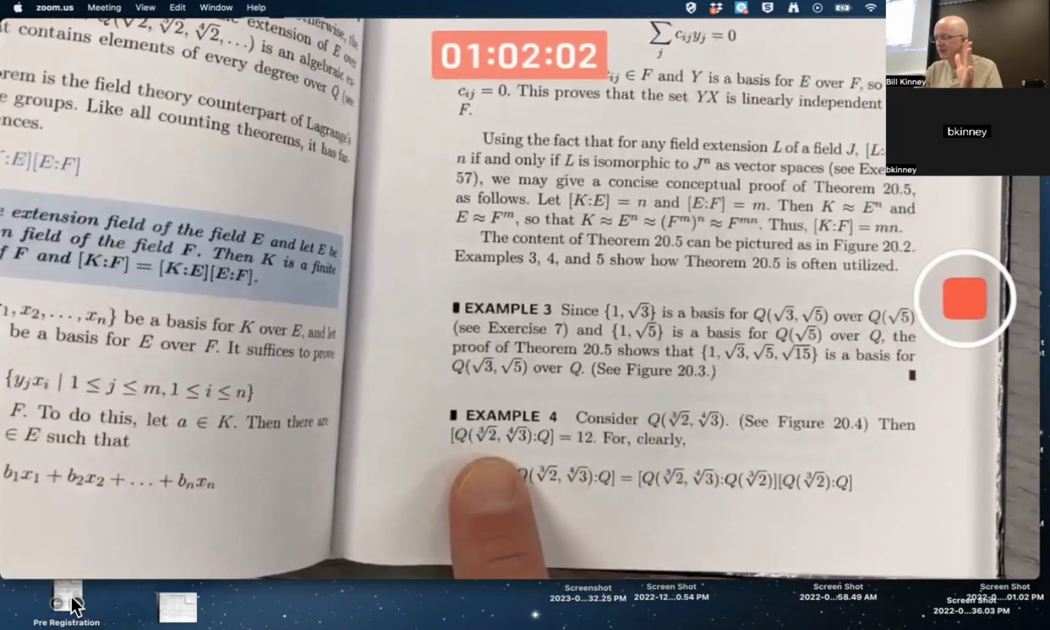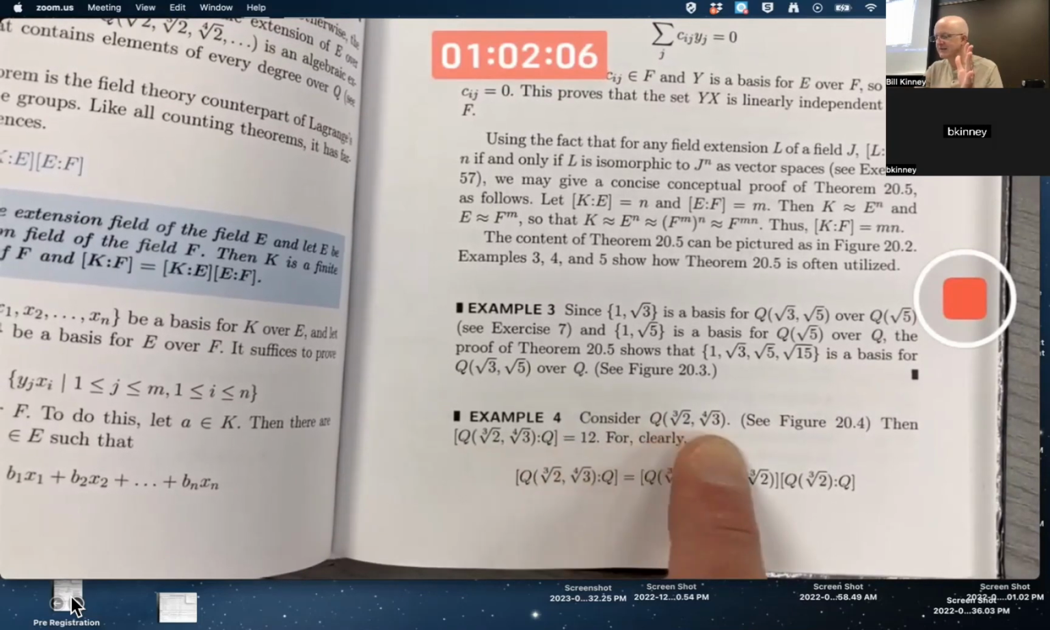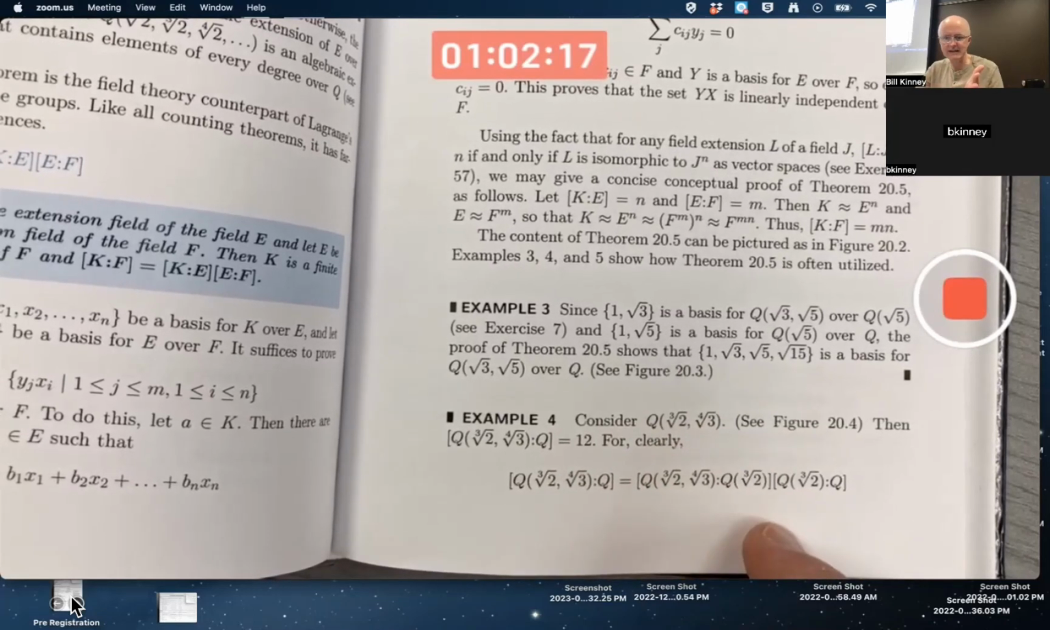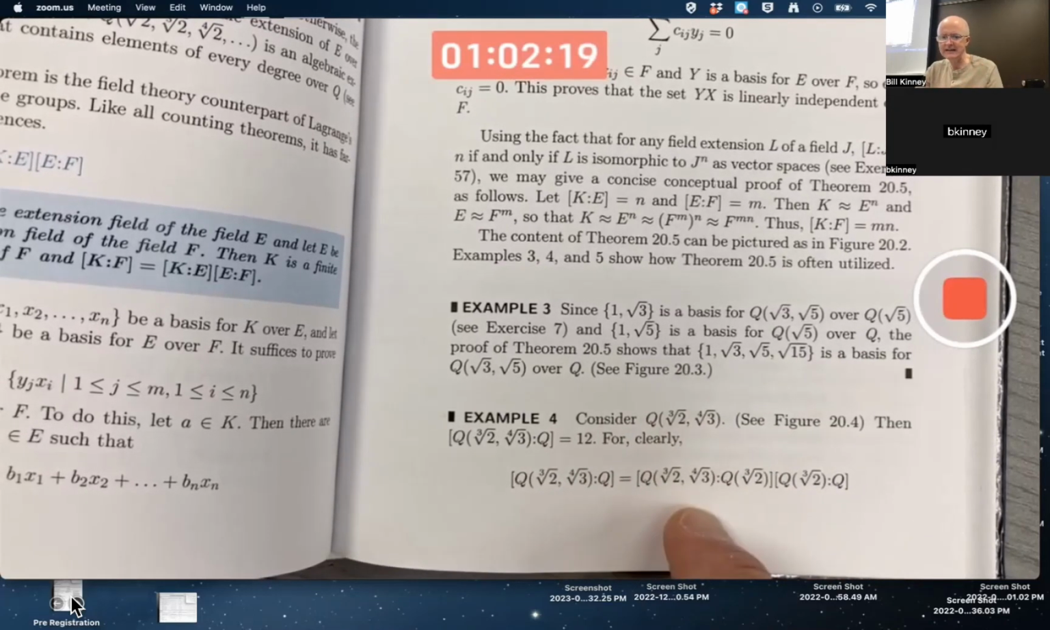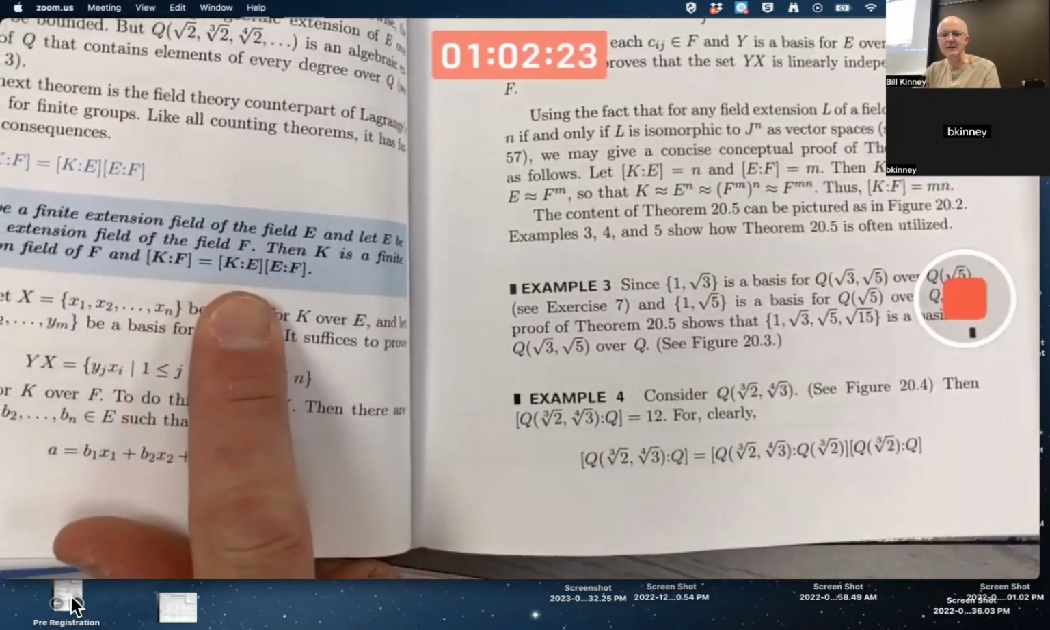The claim is the degree of this extension is 12. A basis for this field as a vector space over the rationals would have 12 elements. That's the claim. I want to explain that. Why is that true? Well, it's essentially this fact here.